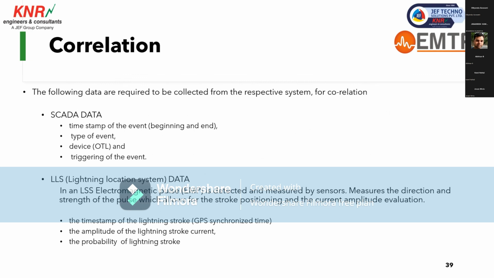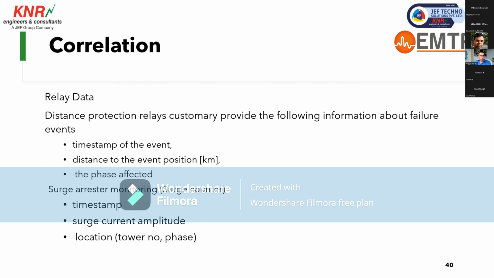We can use the SCADA data. We need the timestamp from the SCADA data and the type of event, or where it is from, whether it is an overhead line or elsewhere. Next, lightning location data. If we have a lightning location system, we can extract the timestamp of lightning activity, the amplitude of lightning current, and also the probability. Once we have all this over a period of time, we can use the local distribution rather than the default IEEE or SIGRI current distribution.